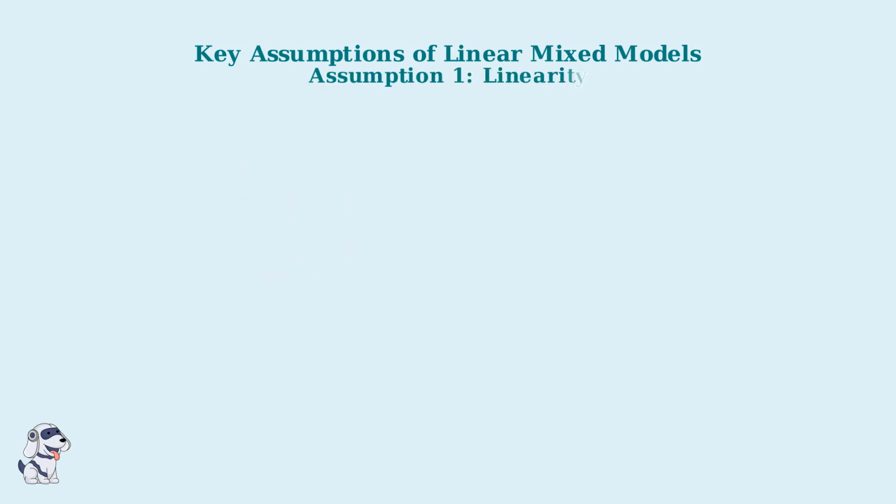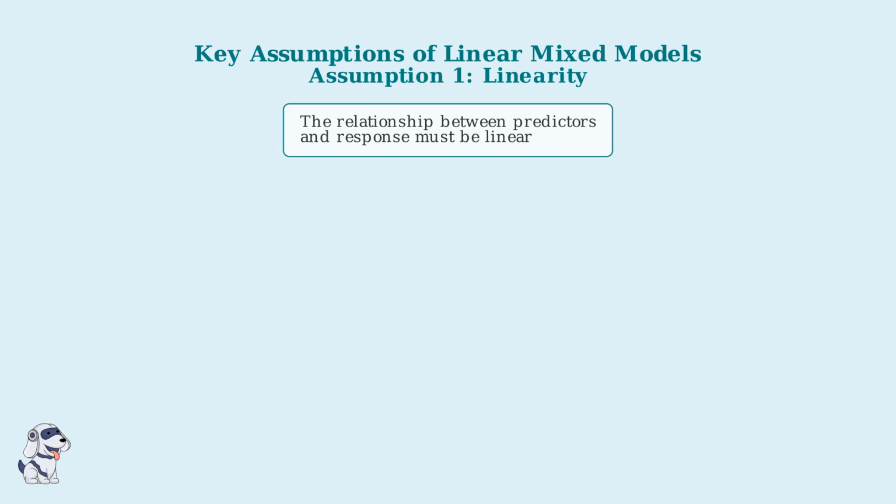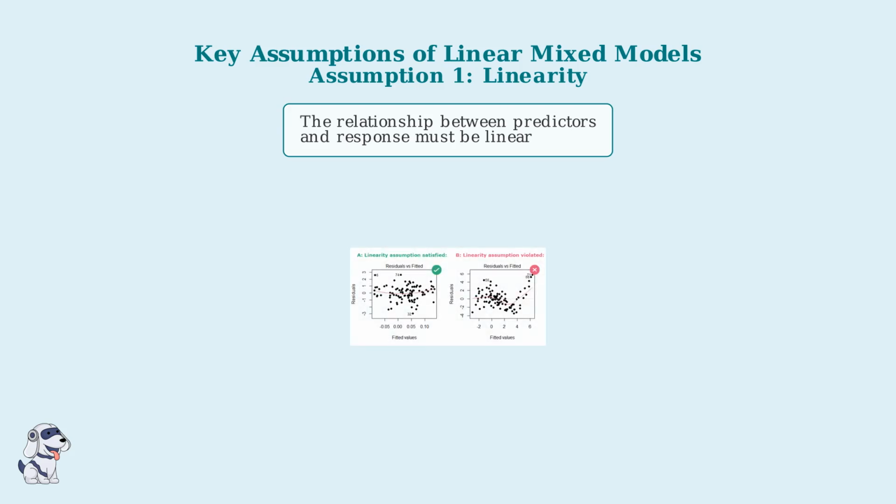The first assumption is linearity. This means the relationship between predictor variables and the response variable must be linear. When this assumption is violated, the model may produce biased estimates and poor predictions. Here, we can see visual examples of when the linearity assumption is satisfied versus when it is violated. The left plot shows residuals randomly scattered around 0, indicating linearity is met. The right plot shows a curved pattern indicating violation.